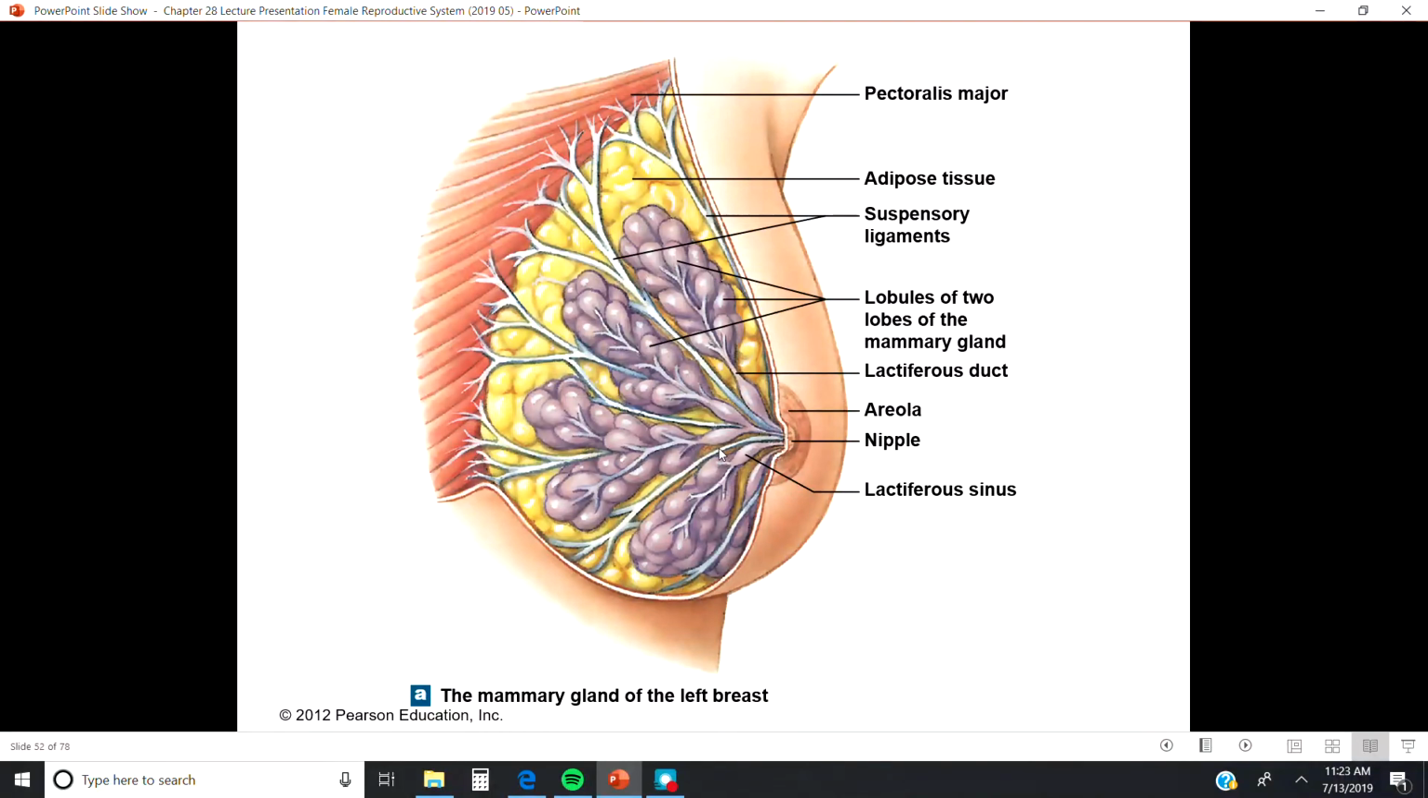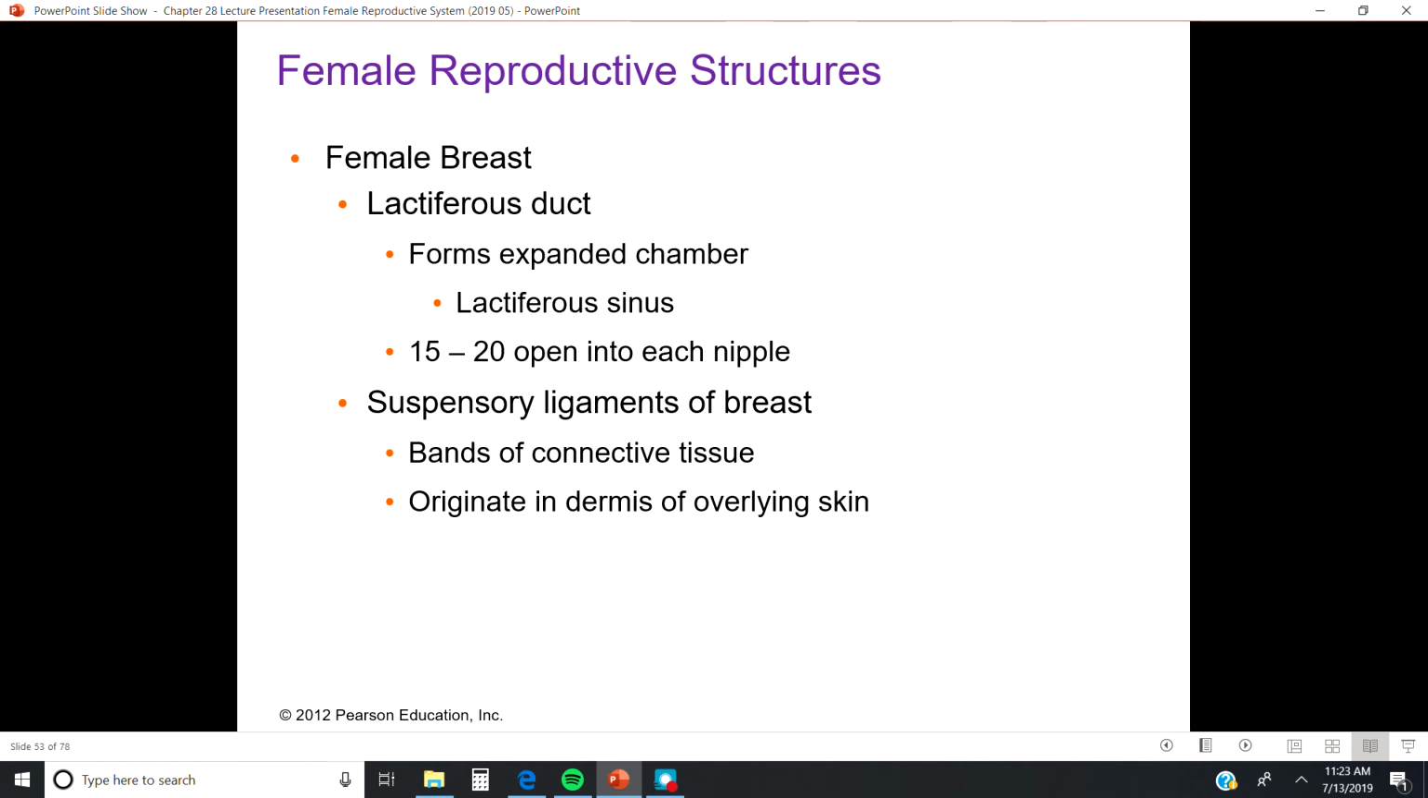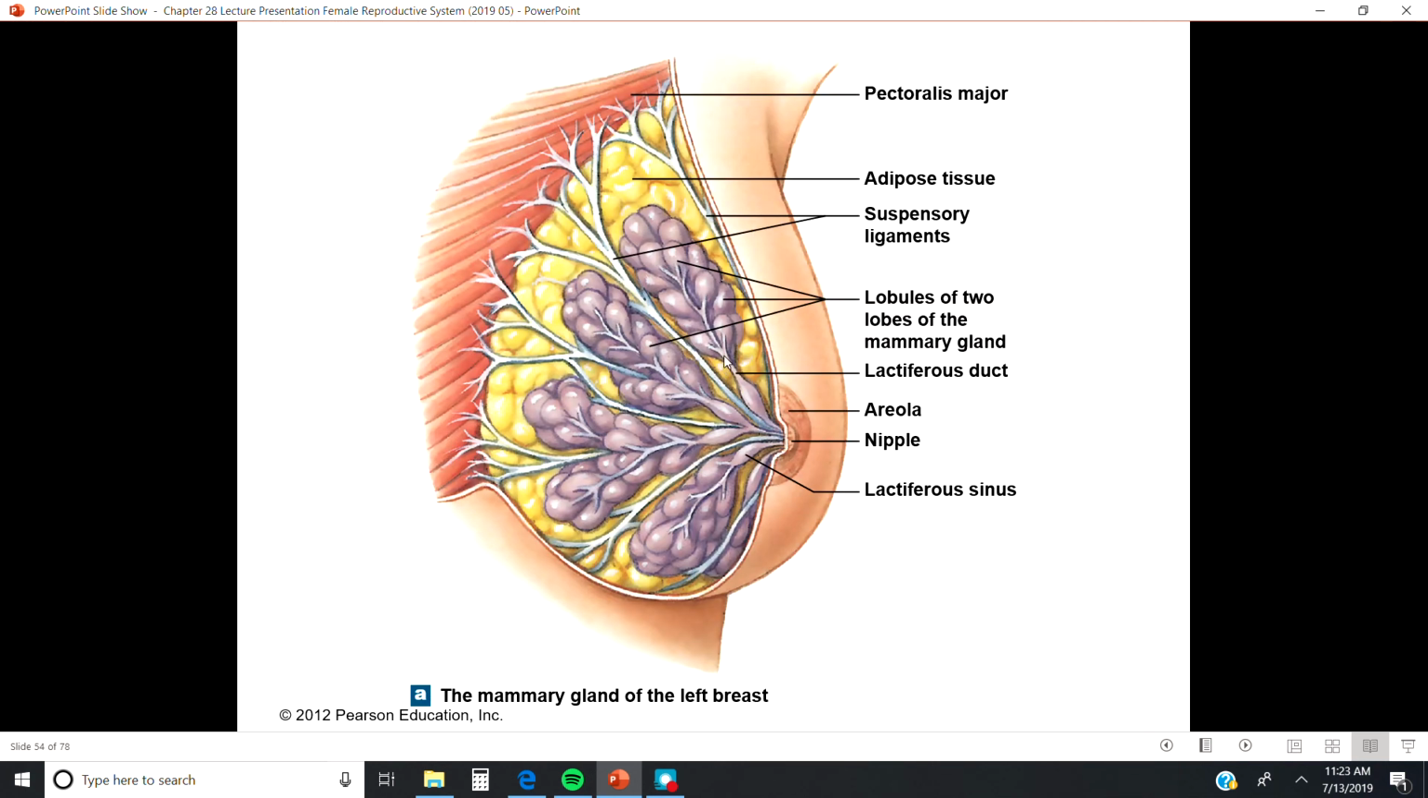You'll notice there's also a swelling at the end of each lactiferous duct. That's known as the lactiferous sinus. So just a little bit of a swelling. All right, so the mammary gland ducts leave the lobules and converge to form the lactiferous duct. As I mentioned, the lactiferous duct has a little swelling that's known as the sinus. And then you can see there are about 15 to 20 lactiferous ducts that open up into the nipple. Here you can see these lactiferous ducts all coming together, and they're going to open up right here. You can actually see the openings in the nipple. We'll describe that in a moment.